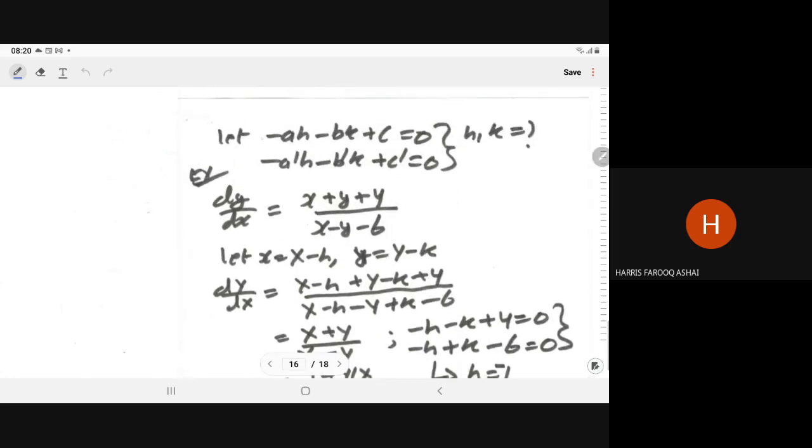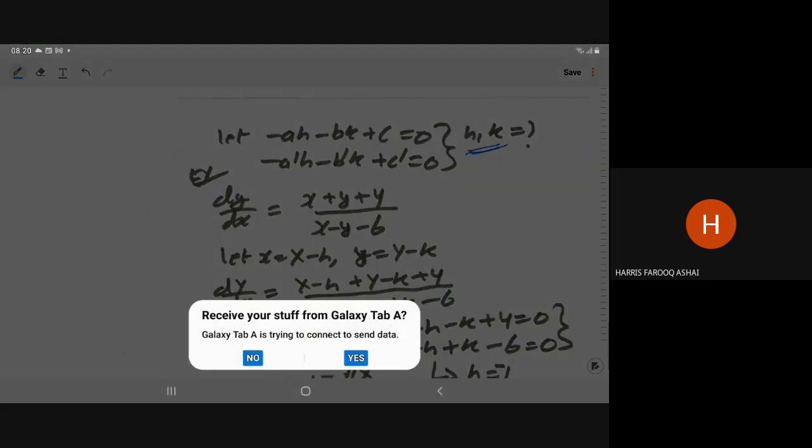So now, if you put that extra part equal to 0, we can compute the values of h and k, because now we have a simple system of equations. So you can determine the unknown h and k.